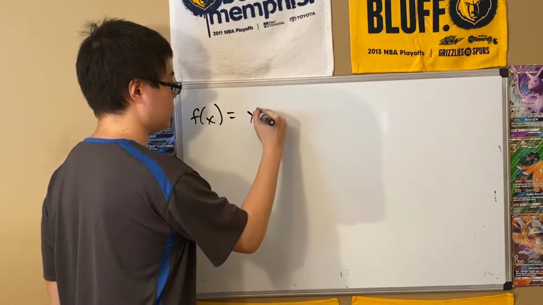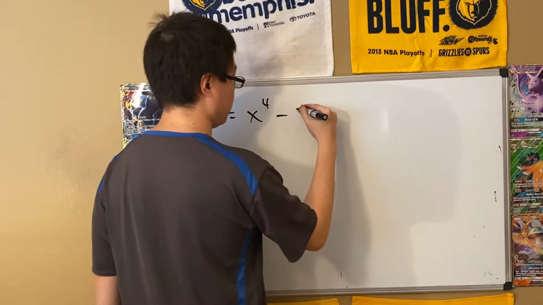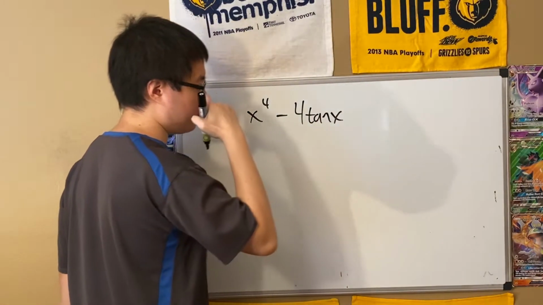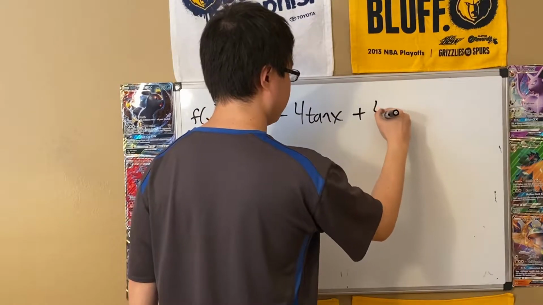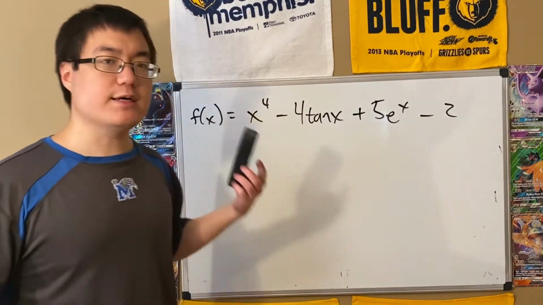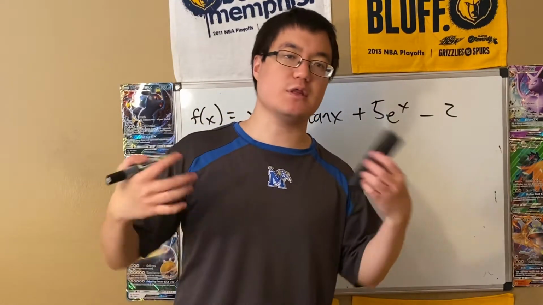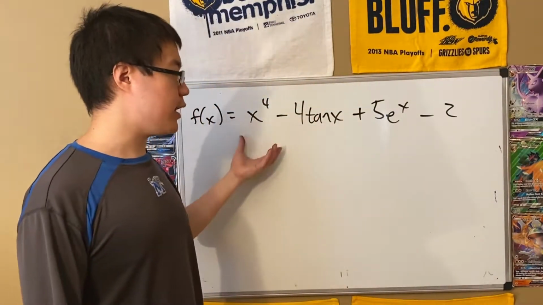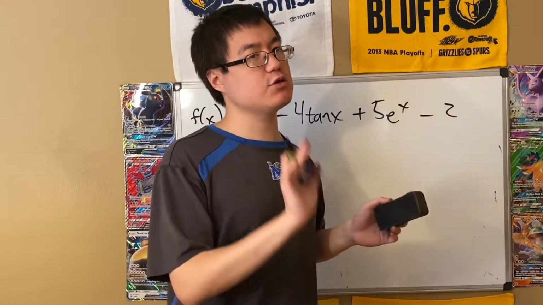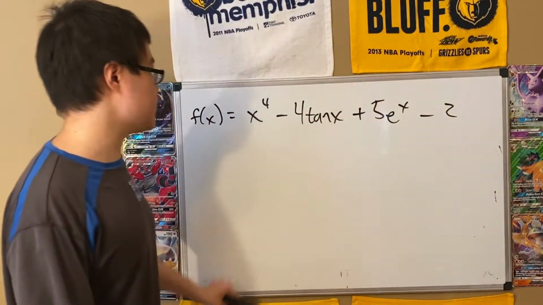We're going to take the derivative of x to the 4th minus, let's do 4 tangent x, incorporating a derivative that we're learning, plus 5 e to the x minus 2. So we're going to take this derivative. Pluses or minuses in derivatives are just lovely, because it allows you to break up this question piece by piece, so we can just take each derivative as we come to it. So let's just get started.